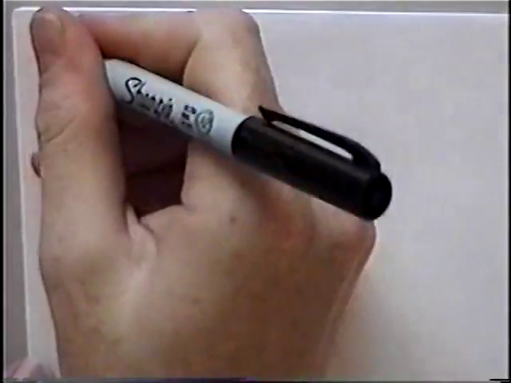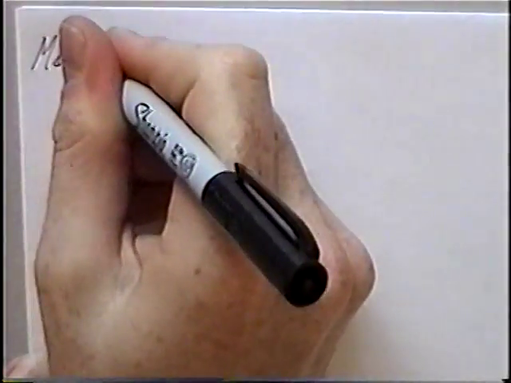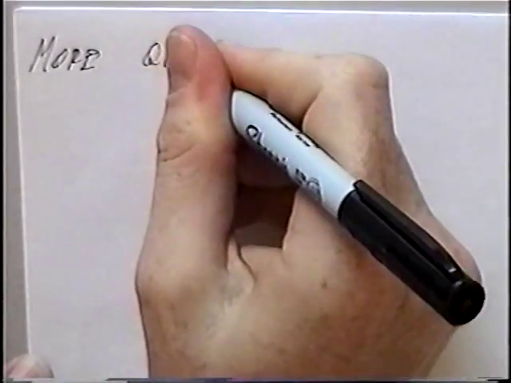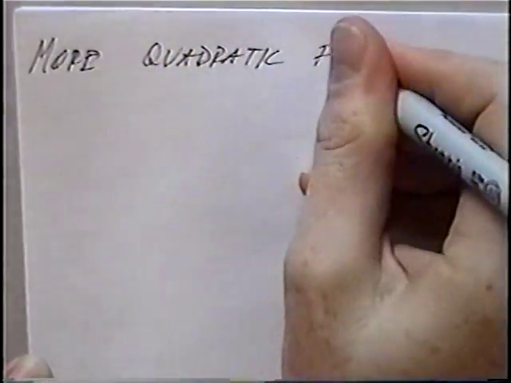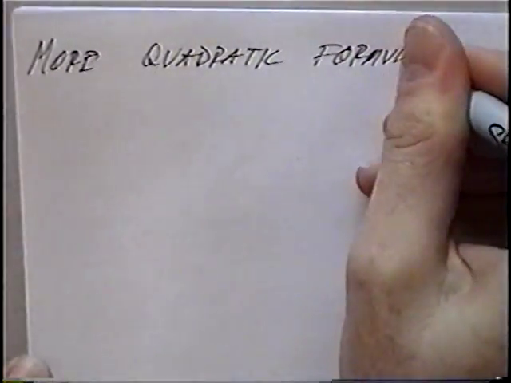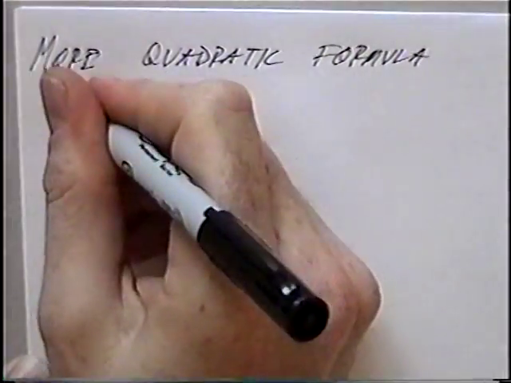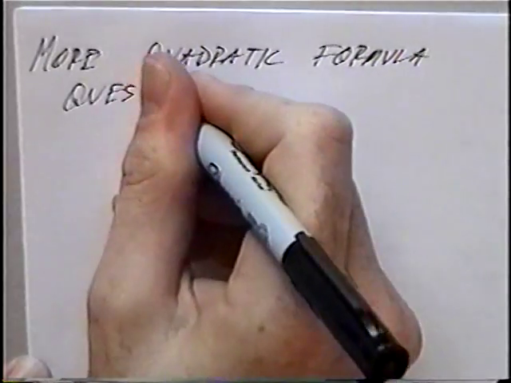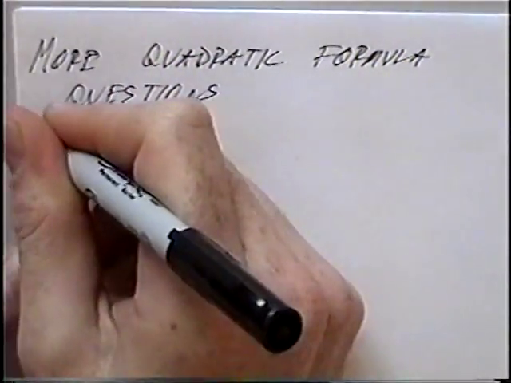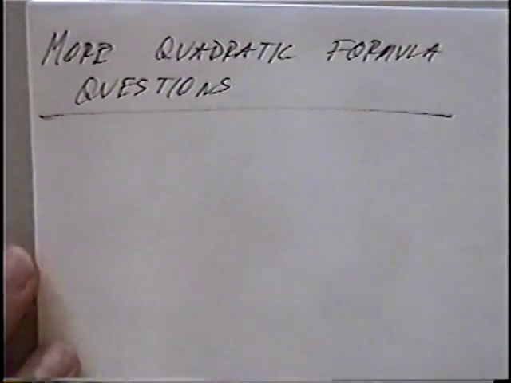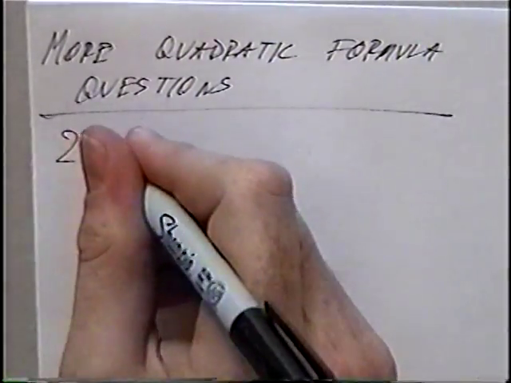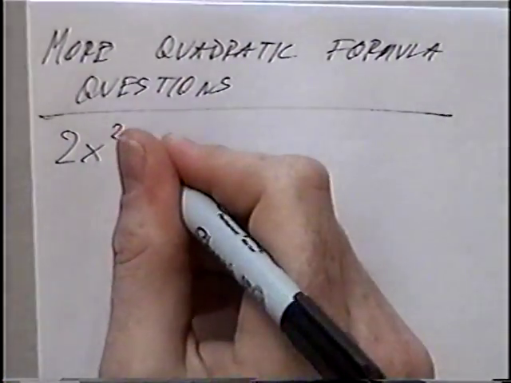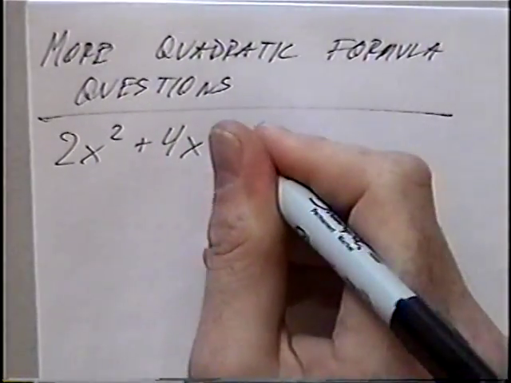Class section today is titled More Quadratic Formula Questions. First question, and only question for this section, is 2x squared plus 4x equals 7.